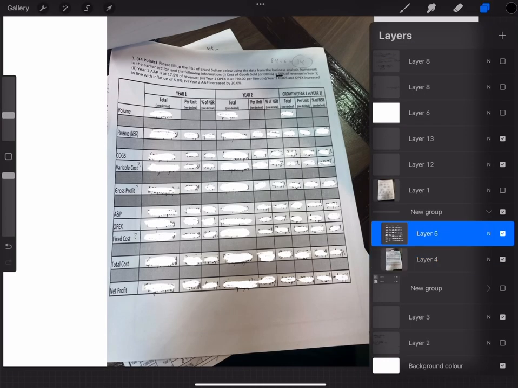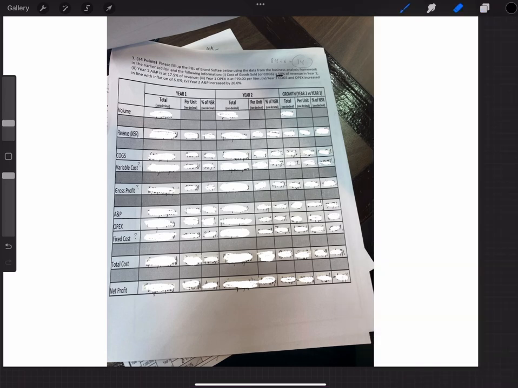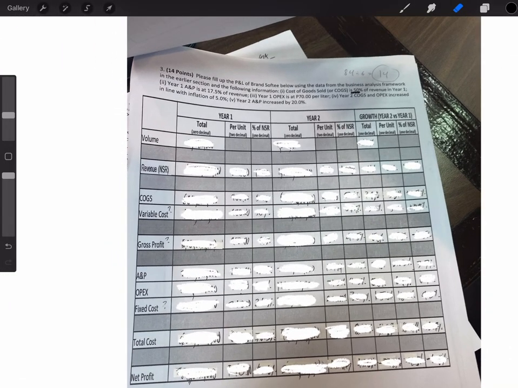So now we're going to start with the second page, the P&L. The first two rows are actually provided by the BD framework. That's the volume, that's the revenue. Per unit is just the price that was given.